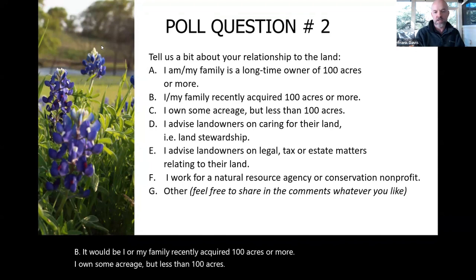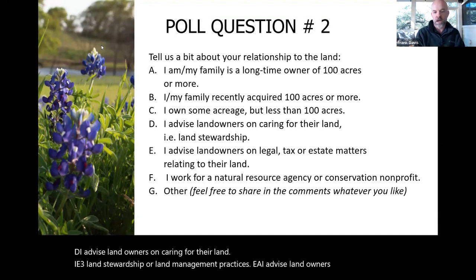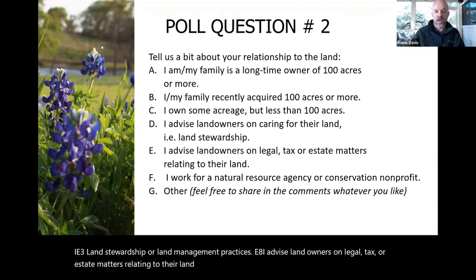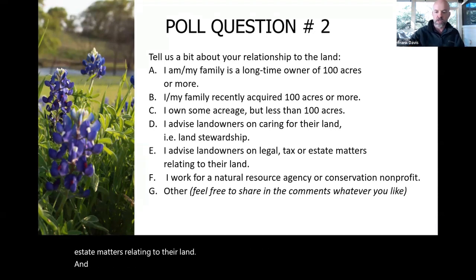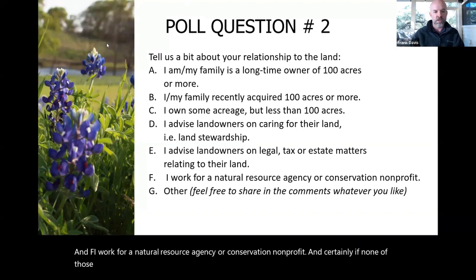D: I advise landowners on caring for their land, i.e. through land stewardship or land management practices. E: I advise landowners on legal, tax, or estate matters relating to their land. And F: I work for a natural resource agency or conservation nonprofit. And certainly if none of those fit, you can enter other options in the chat box.